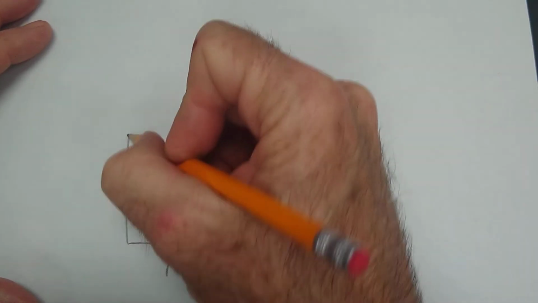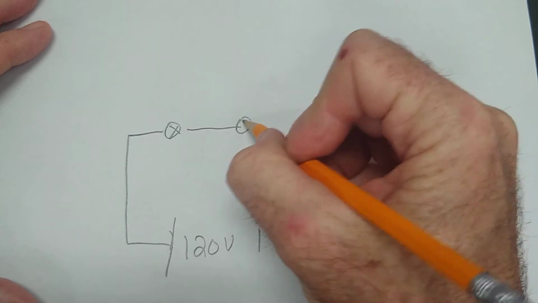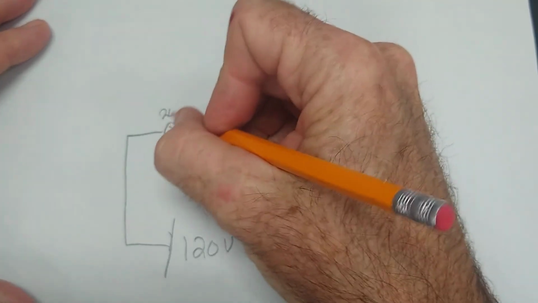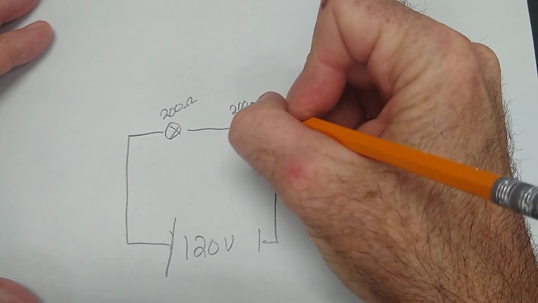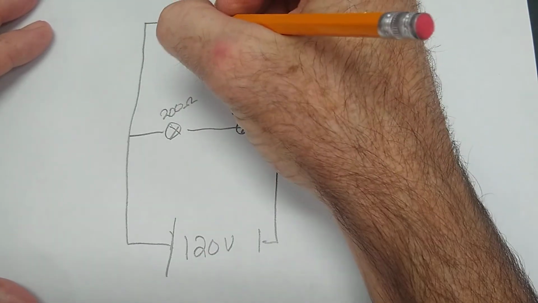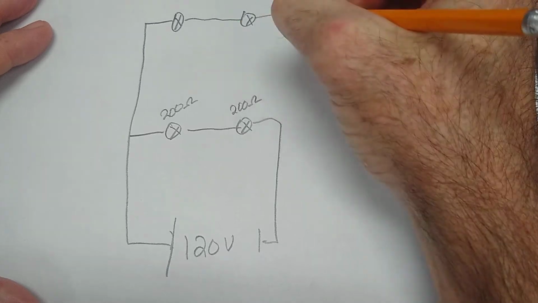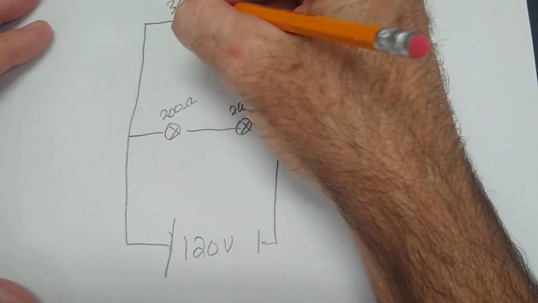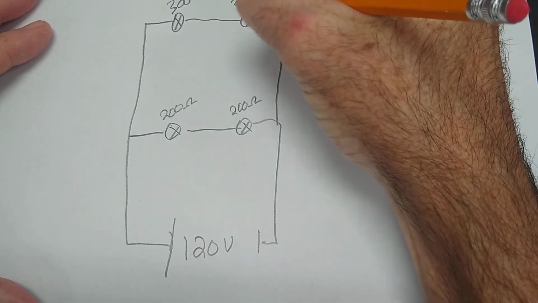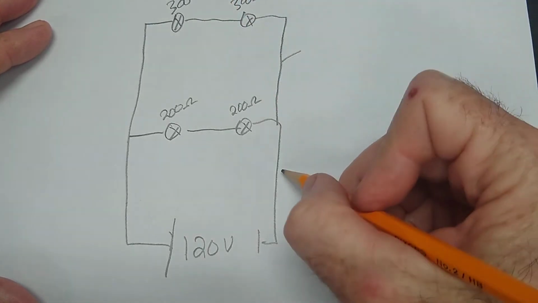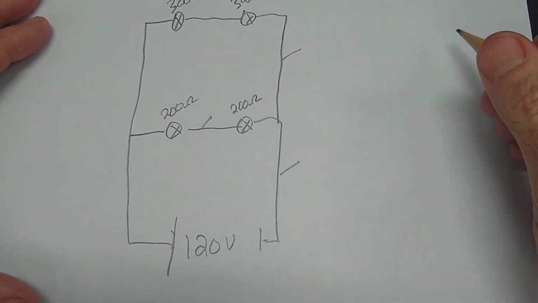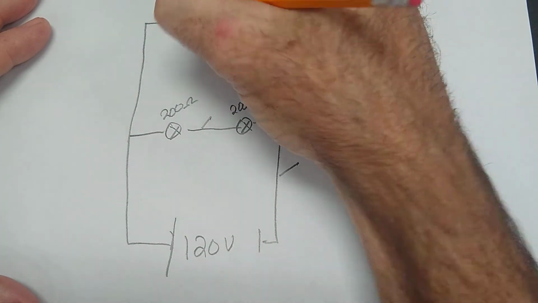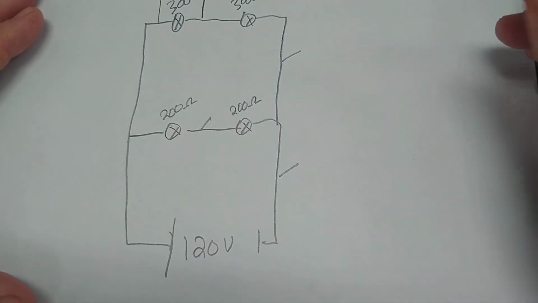Here's the last one. 120 volts. And this circuit will have two 200 ohm bulbs here and two 300 ohm bulbs there. Tell me the current here, here, and here. Then tell me the voltage, just right there. All right?